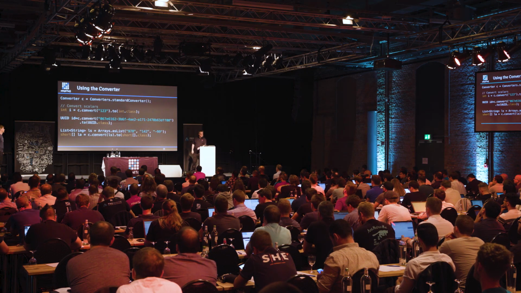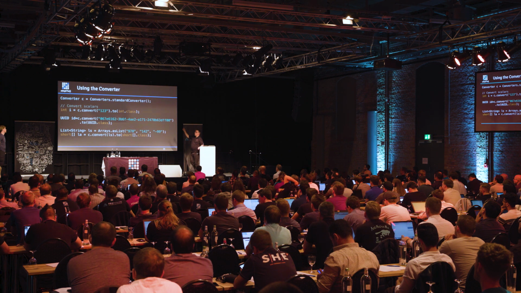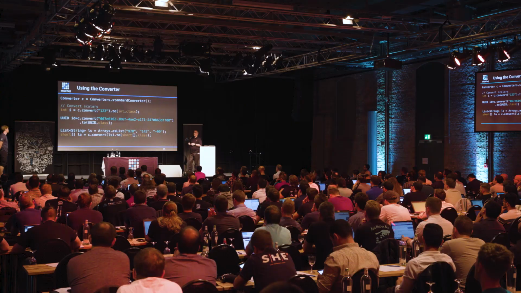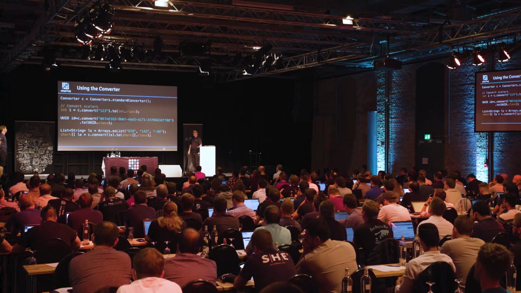Okay. To give you some examples about the converter, as I said, you don't need an OSGi framework, you don't need to use services. You can just get this converter from the Converters class and then convert things. For example, if you want to convert a string into an integer or a string into a UUID or whatever, then you can just use that, and it has all these rules how to convert one object to another.